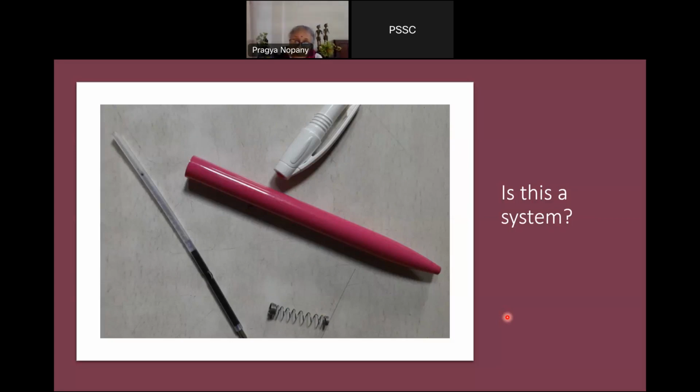What will you say, whether it is a system or not a system? I would say that no, this is not a system unless it is put together in a proper form and it is able to fulfill the function of the system called pen. It would not be called a system.